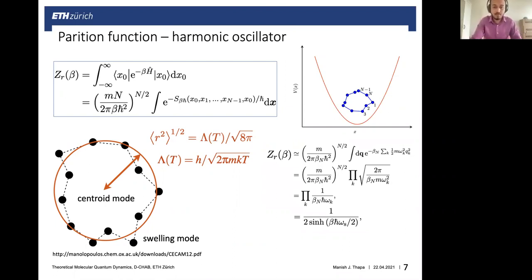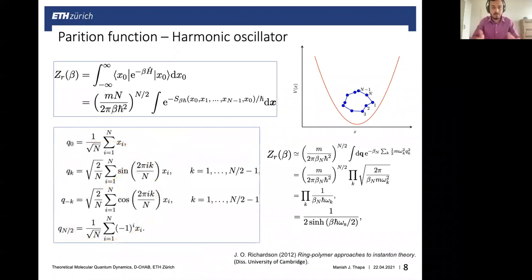And so these are the normal modes of the ring polymer for a harmonic system. These are the centroid, and these are other higher order modes that diagonalize the ring polymer Hamiltonian. With this eigenbasis, one can essentially decouple these particles, and you can write it as independent oscillators, as you can see here.